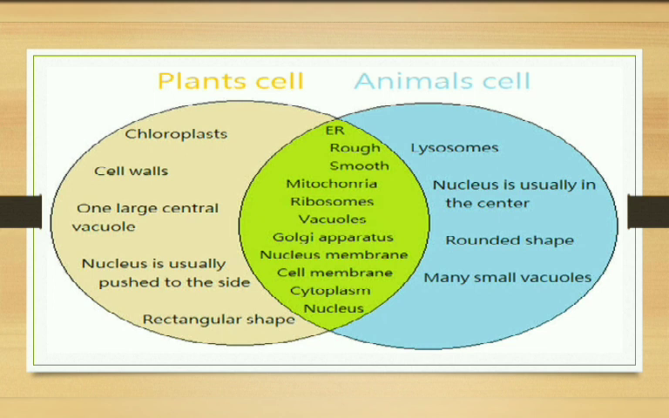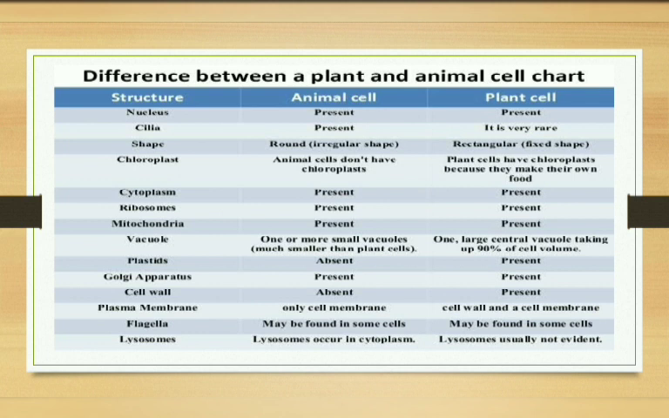This one is the easy way to learn the difference between plant and animal cell. In plant cell you see chloroplast, cell wall, one large central vacuole, nucleus usually pushed to the side, rectangular shape. Whereas in animal cell, lysosome, nucleus usually in the center, round shape, many small vacuoles are present. But what is common in the two: endoplasmic reticulum, both rough and smooth, mitochondria, ribosome, vacuole, Golgi apparatus, nuclear membrane, cell membrane, cytoplasm and nucleus. These are the common cell organelles present in both plant and animal cell. Next, you see the difference between plant and animal cell. In various examinations, maximum 4 or 5 differences you have to write between the plant and animal cell.